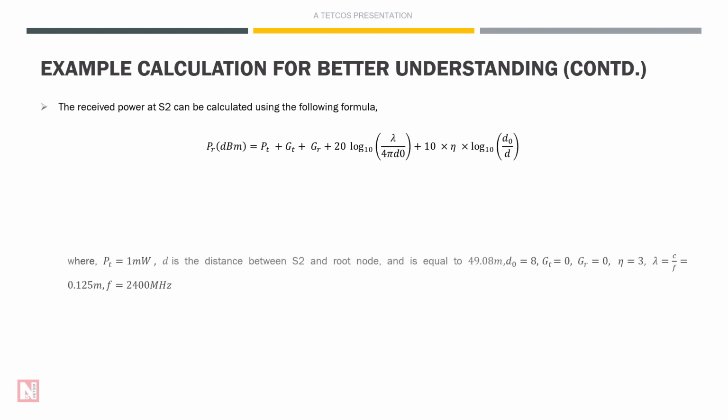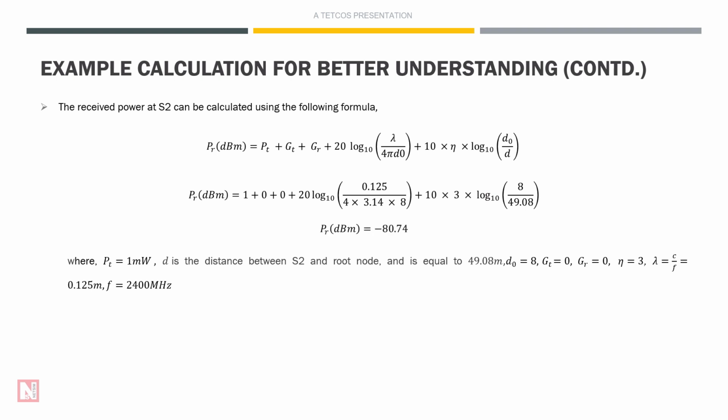Now let's plug in the values. The transmit power is 1 milliwatt, which we assume to be 1 dBm. Both the transmitter and receiver gains are 0. The wavelength is 0.125 meters, calculated using the speed of light divided by the frequency, where the frequency is 2.4 gigahertz. The reference distance is 8 meters. The actual distance between node S2 and the root node is 49.08 meters. The path loss exponent is 3. Adding everything, the received power is approximately minus 80.74 dBm.